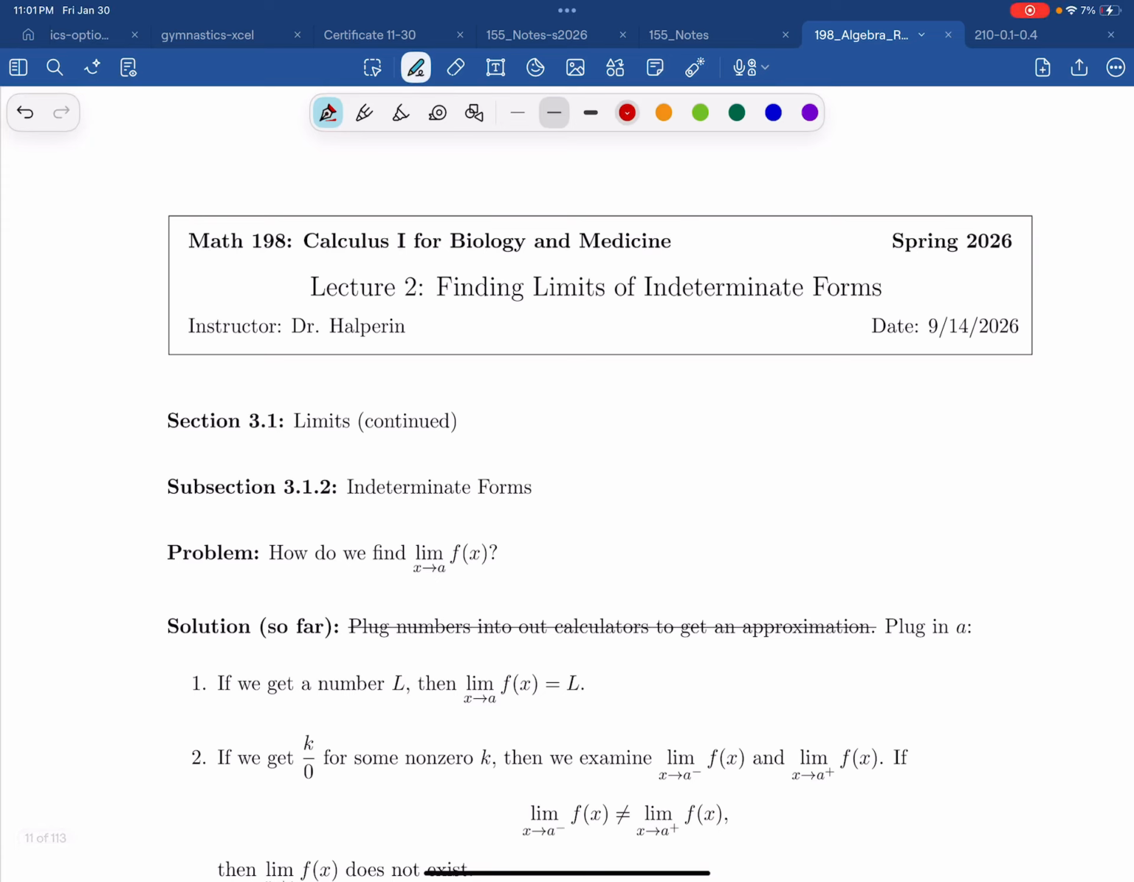This is the next video for section 3.1, limits. Last time, we learned what limits were. We learned how to visualize them and how to see them, right? What we're going to do now is learn how to solve them using techniques without graphs.